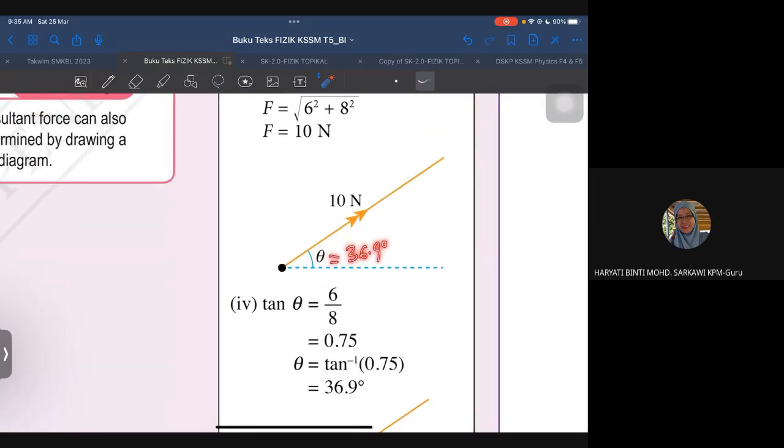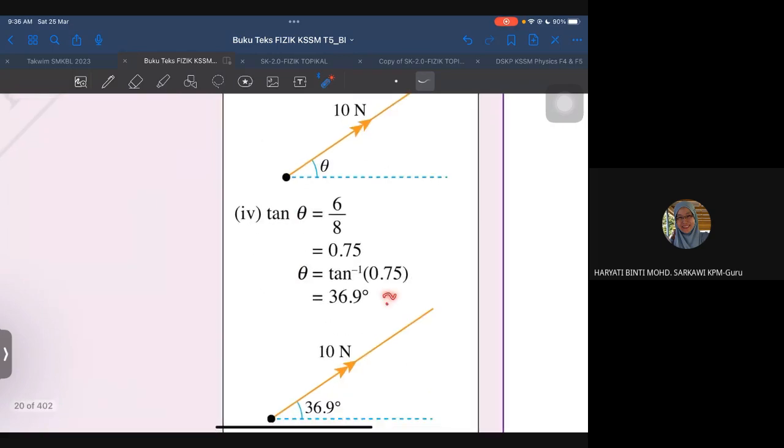So when you draw your diagram, and you measure it, here I think it will be around 37. So this is also correct if you draw a diagram. But if you use calculation method, you need to calculate it correctly. It must be exact if you use calculation method. But if let's say diagram, we also accept around 37 degree. Okay?